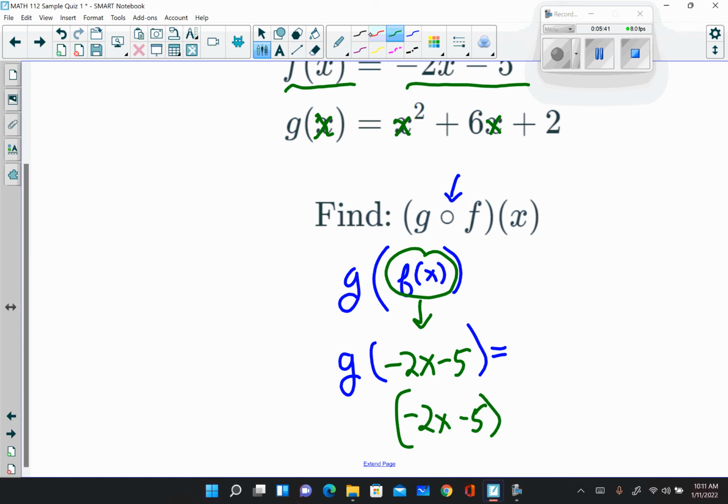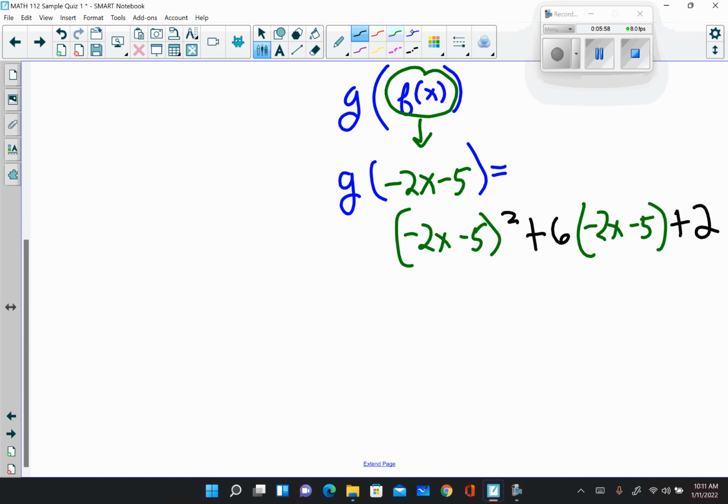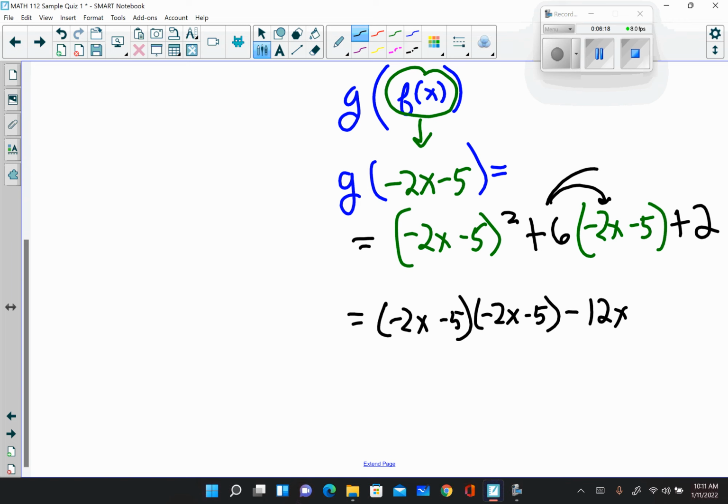squared plus 6 times the green thing, and then plus 2. Negative 2x minus 5 squared means negative 2x minus 5 times negative 2x minus 5. This 6 gets distributed. Positive 6 times negative 2x is negative 12x. Positive 6 times negative 5 is negative 30. Plus 2 gets brought down.